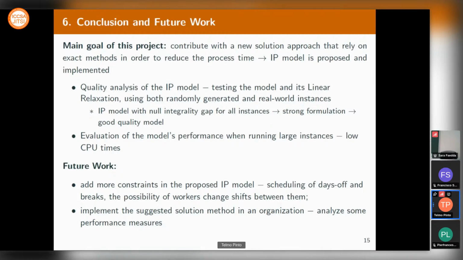We also evaluate the model's performance with large instances with a huge number of workers, and we also get low CPU times. As future work, we want to add more constraints and go deeper, such as days off, breaks, interchanges between workers and other real-world constraints. Finally, applying this approach in an organization is our objective, to get some performance metrics in a real-world scenario.